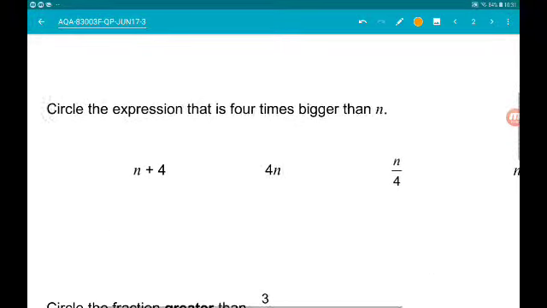Question 2 wants us to circle the expression that is 4 times bigger than n. So we've got n add 4, which would be 4 more than n. Like 5 is 4 more than 1, so that's not it. We've got 4n, which means 4 times n. 4 times 1 is 4. It's 4n. Cool.